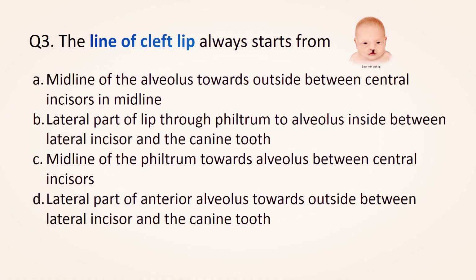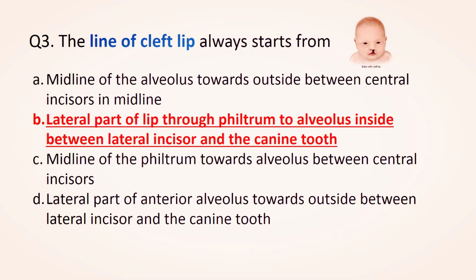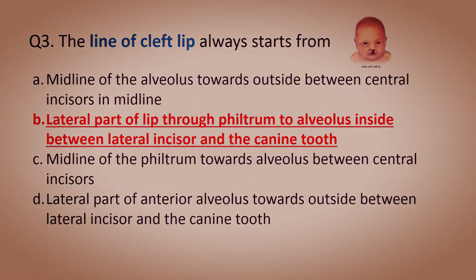The line of the cleft lip always starts from A. Midline of the alveolus towards outside between central incisor and midline, B. Lateral part of lip through philtrum to alveolus inside between lateral incisor and canine tooth, C. Midline of the philtrum towards alveolus inside between central incisors, D. Lateral part of anterior alveolus towards outside between lateral incisor and the canine tooth. The correct answer is B. Lateral part of lip through philtrum to alveolus inside between lateral incisor and the canine tooth.